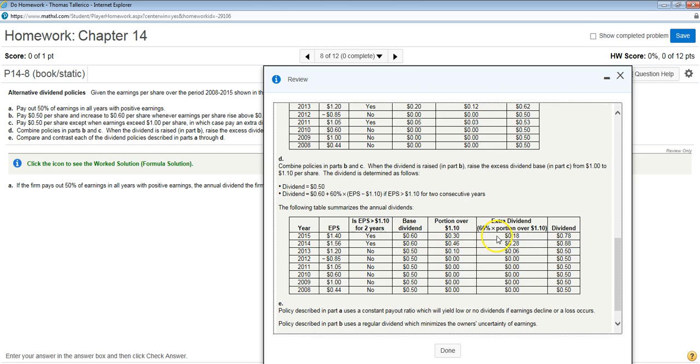So 60 plus 18 is 78. 60 plus 28 is 88. So it's just those two. So it's 60 plus 18 and 60 plus 28. So these are your answers right here.